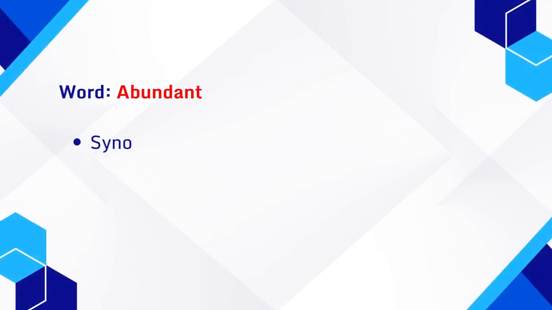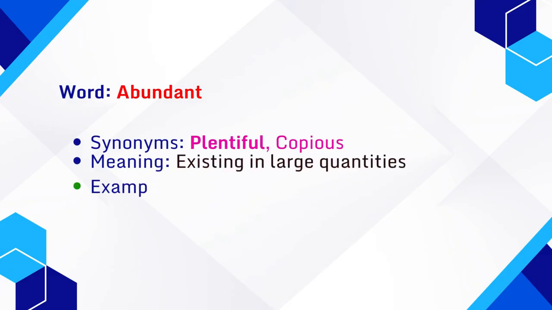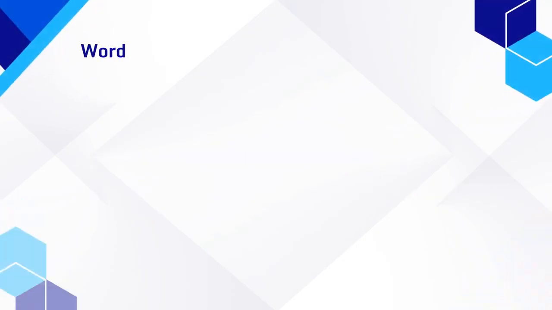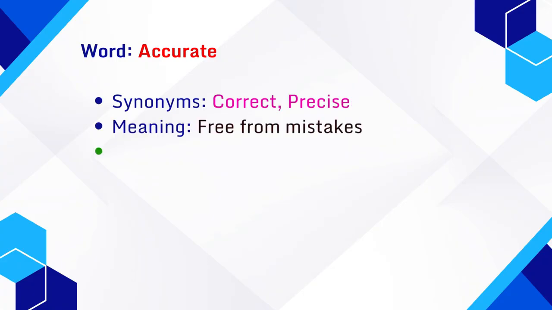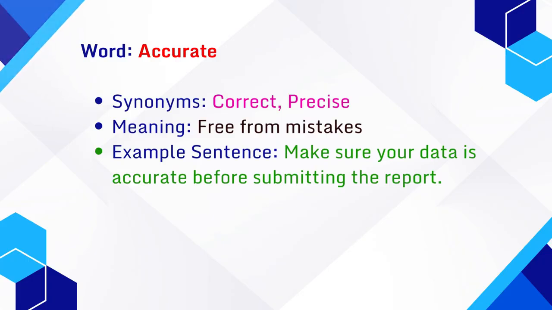Abundant. Synonyms: plentiful, copious, meaning existing in large quantities. Example: the region is abundant in natural resources. Accurate. Synonyms: correct, precise, meaning free from mistakes. Example: make sure your data is accurate before submitting the report.